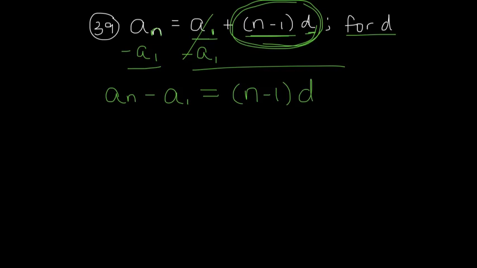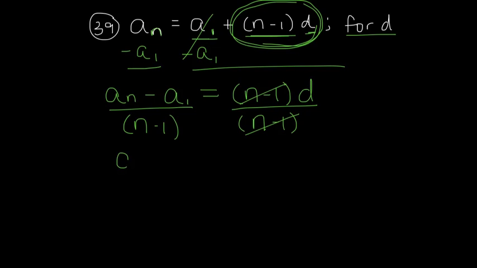Well, now the only reason that the d isn't by itself is because we're multiplying it by n minus 1. So I will divide both sides by n minus 1. My n minus 1's cancel, so this leaves me with a sub n minus a sub 1 divided by n minus 1 equals d. We solved for d because we got it completely by itself.